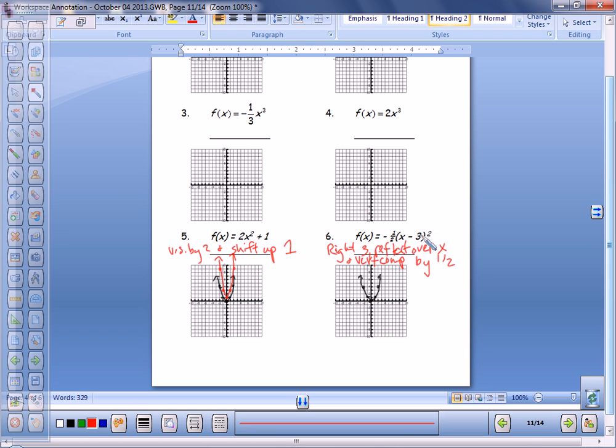But we're going to shift it to the right 3, so that 0 will move over here. When I multiply 0 by 1/2, it's still 0. This point here gets flipped over and multiplied by 1/2. This point here gets flipped over, shifted right 3, and multiplied by 1/2. This point here gets flipped over, shifted over 3, and multiplied by 1/2. So now it's at 2. And this one gets flipped over, shifted over 3, and multiplied by 1/2. So it's right here at 2. And it looks like that.